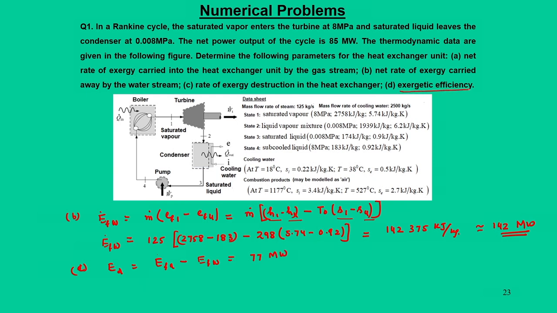Then the exergetic efficiency, epsilon B, that means for the boiler. It is nothing but m dot (ef1 minus ef4) divided by m dot a (ef i minus ef e). So, this number is the ratio of 142 divided by 219. So, the exergetic efficiency for the boiler is 0.64, approximately 64%. That means the boiler has used 64% exergetic efficiency.